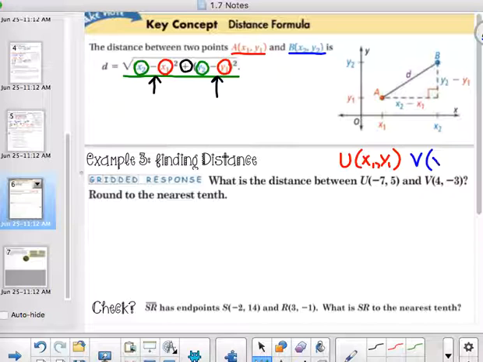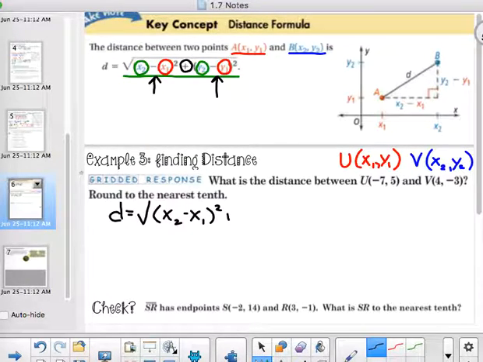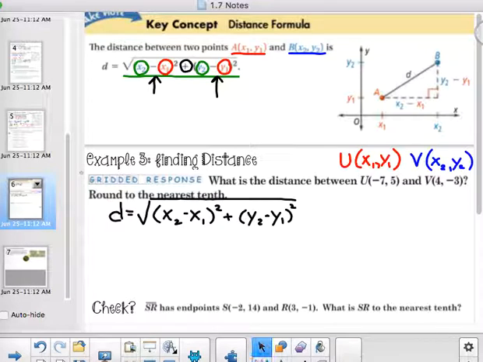We're going to let v be a coordinate of x2, y2, okay? I like to do that just to give myself a frame of reference here. So the distance is equal to the square root of x2 minus x1 squared plus y2 minus y1 squared. And remember, this entire quantity, I'm taking the square root of it. All right, here we go.